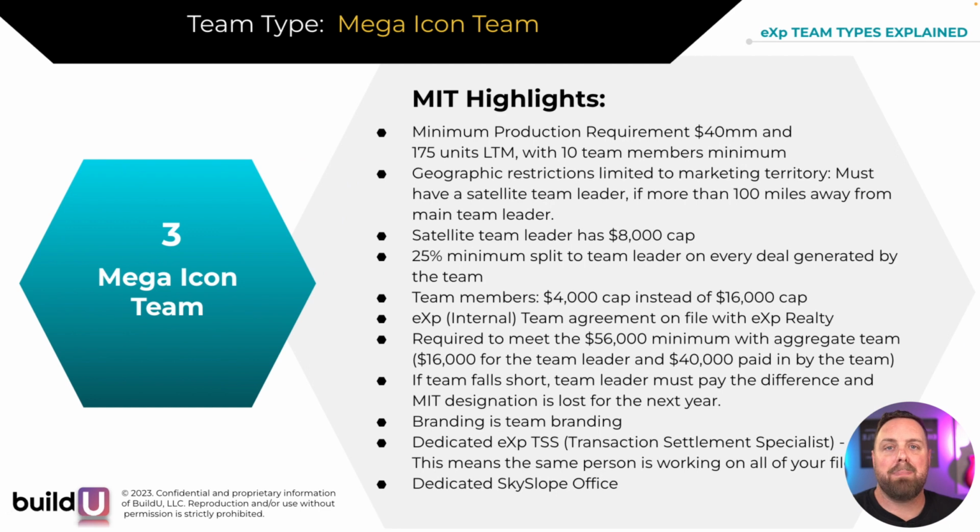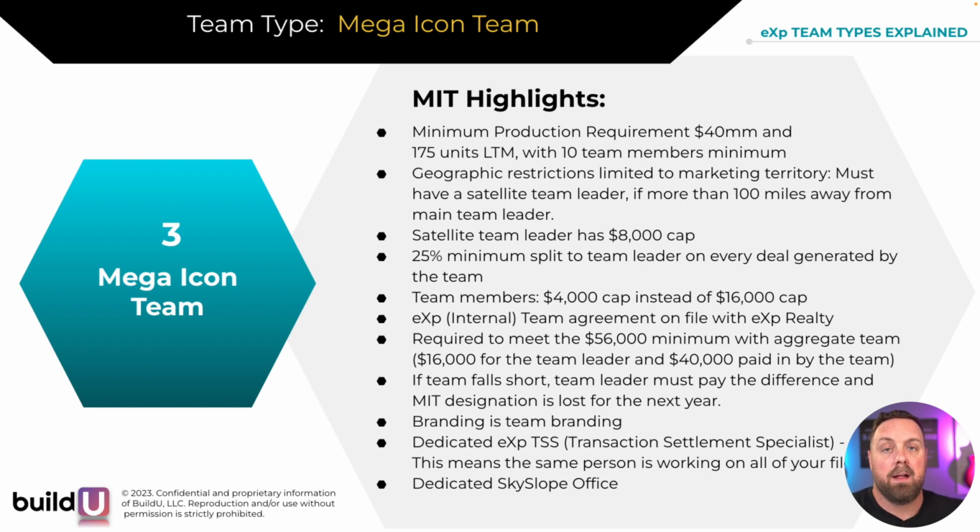Number 3 is the Mega Icon team, MIT for short. So here are some of the highlights about the MIT. The production requirement is 40 million and 175 units and 10 team members at minimum. Okay, it's not or, it's and, but it can be an aggregate total of all those team members. Generally speaking, we see Mega Icon teams have more than 10 team members.